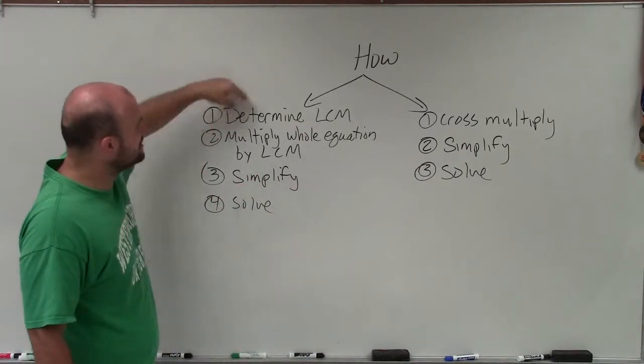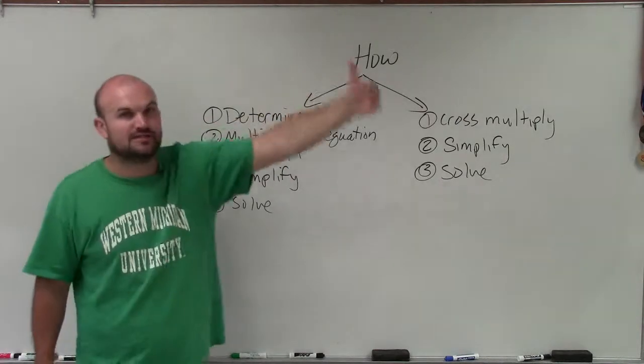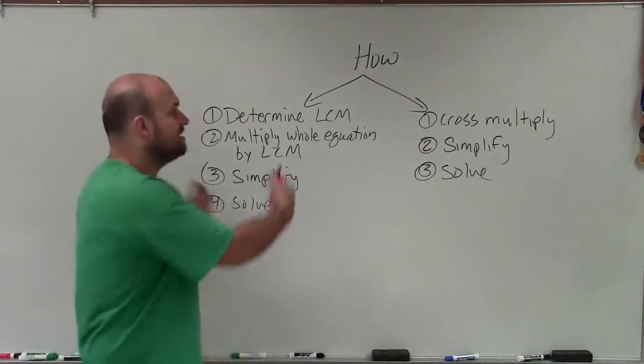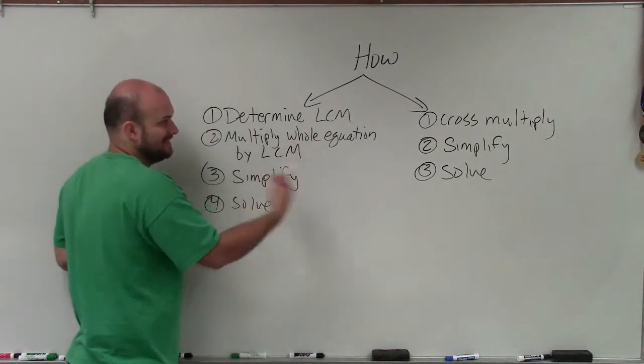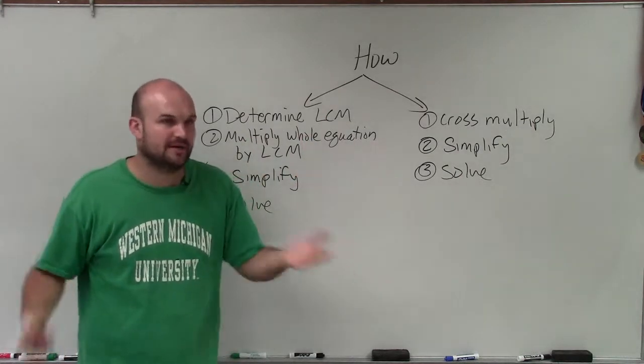All you're really going to do, when we're looking at a proportion, a fraction equal to another fraction, is look at their denominators and ask, what is the smallest multiple that both of my denominators divide into? That is our LCM or LCD. LCM, least common multiple. LCD is least common denominator.